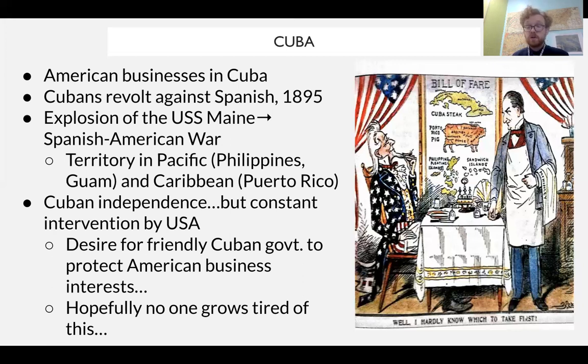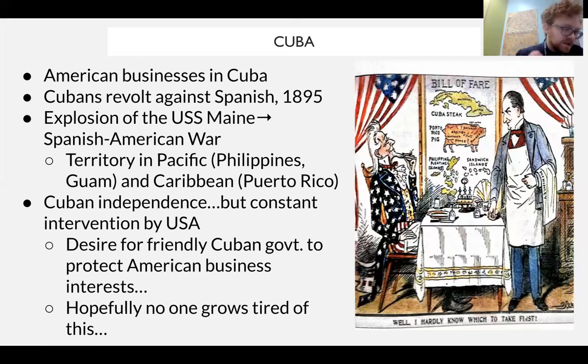So they are going to lose their territory in Southeast Asia, in places like the Philippines and Guam. And in the Caribbean, they are going to lose their territory in Puerto Rico. So two of these three territories are still territories of the United States today, Guam and Puerto Rico. The Philippines, of course, gets its independence later. But as a result of the American victory, we have the securing of formal empire with territories like the Philippines, Guam, and Puerto Rico.